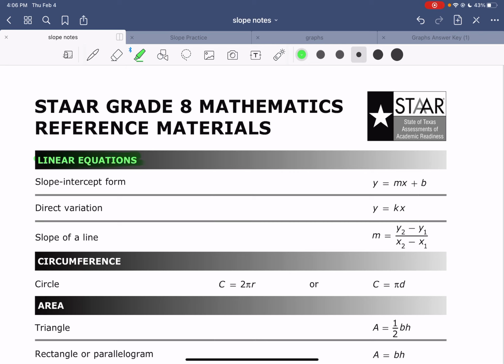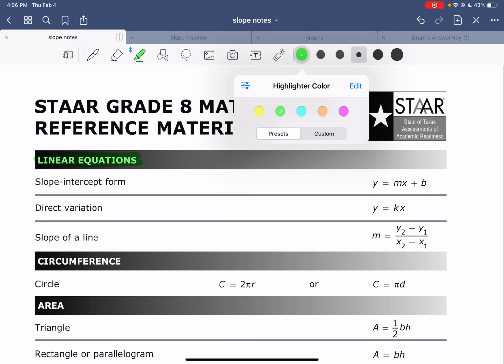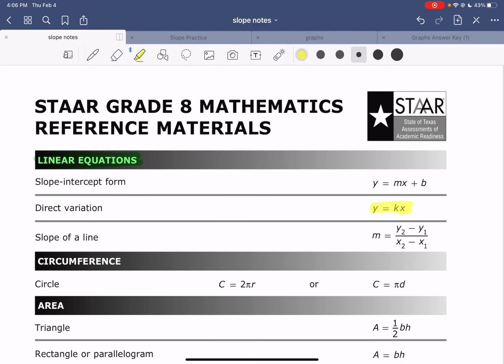So linear equations is the topic unit that we are now into, and what you'll notice is that we have been working with this one I'm highlighting in yellow here, the y equals kx. And we've learned that k equals the constant of proportionality, and when you put the constant of proportionality in relation to y and x, it creates a direct variation.